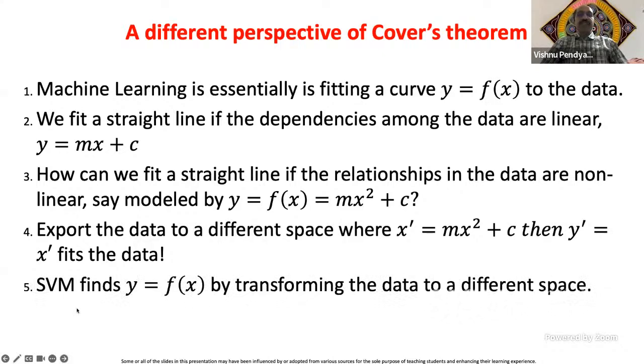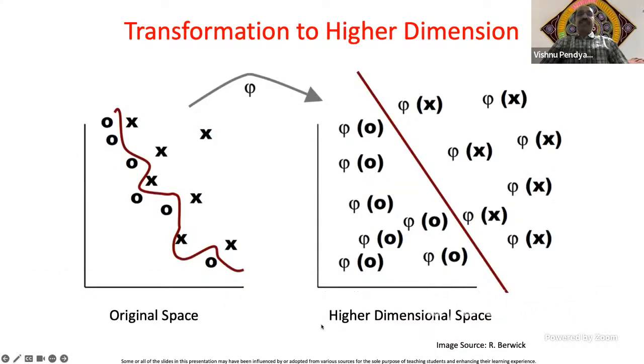Support vector machines essentially find f of x by transforming the data to a different space. Here's a nice illustration I found, which talks about the transformation to higher dimensions. When you transform using a phi function, a transformation function, you can separate it using a straight line.